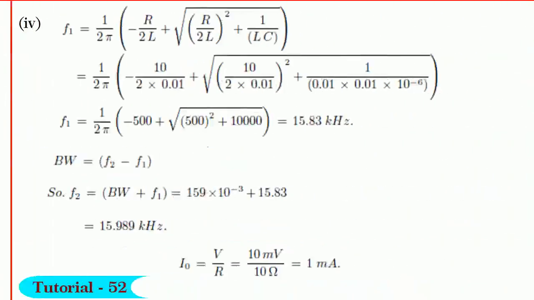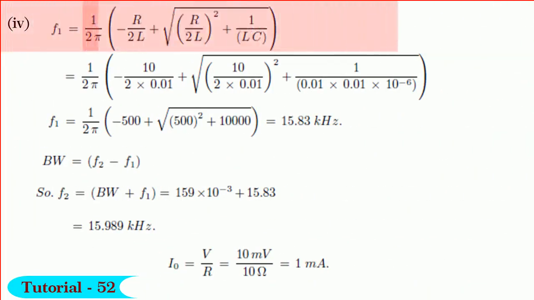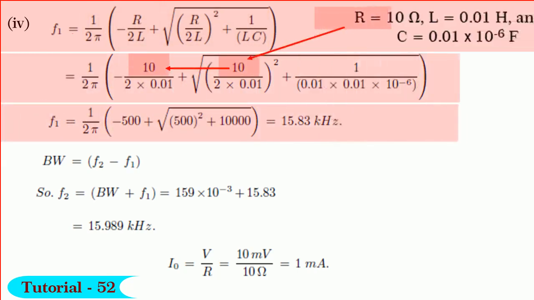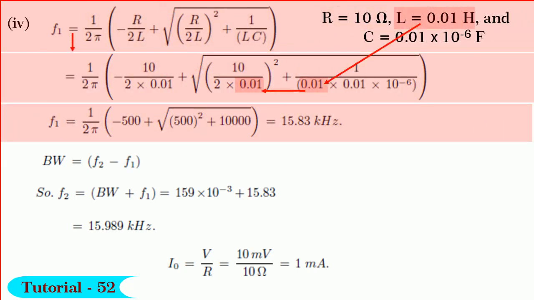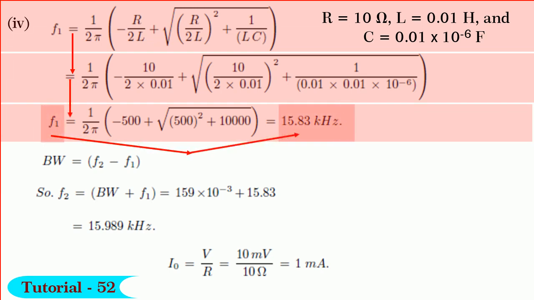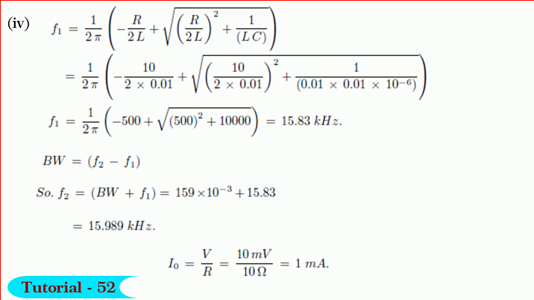Next, we know that f1 is equal to 1 divided by 2 pi into bracket minus R by 2L plus square root of R by 2L whole square plus 1 divided by LC. By substituting R is equal to 10 ohm, L is equal to 0.01 Henry and C is equal to 0.01 into 10 to the power of minus 6 farads and solving, we get f1 is equal to 15.83 kilohertz.